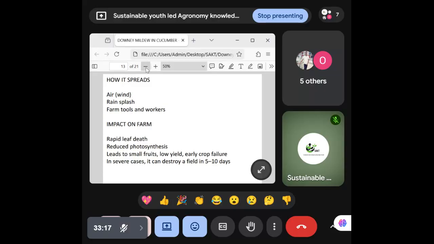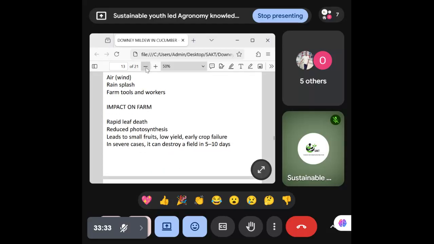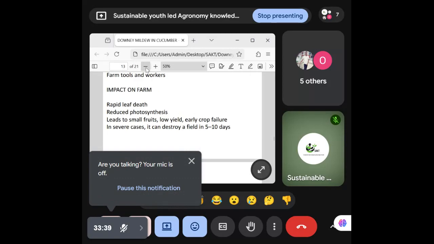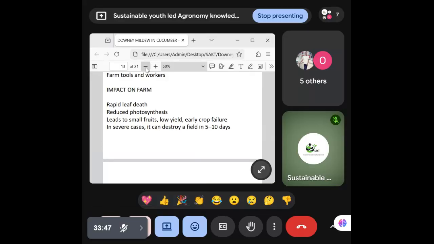So the impact on the farm is rapid leaf death. The end effect of Downy is that it kills your leaf. Imagine when your leaf dies, automatically photosynthesis cannot take place. So the next point is that it reduces photosynthesis, which leads to small fruits, low yield, and early crop failure. In severe cases, it can destroy a field in 5 to 10 days. That's the worst case, and I've seen this practically. I've seen Downy mildew destroy a farm in less than 10 days. So, the next slide.